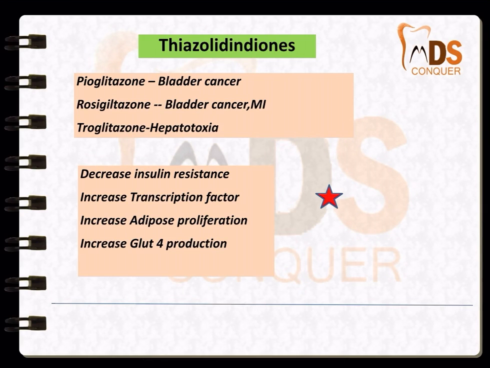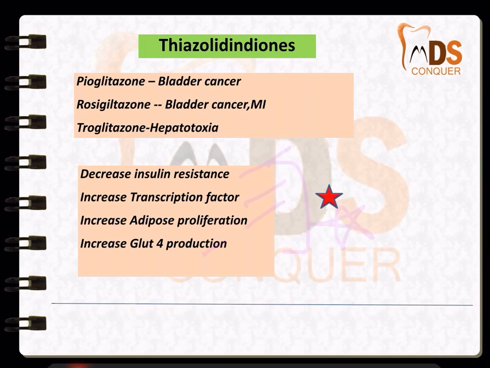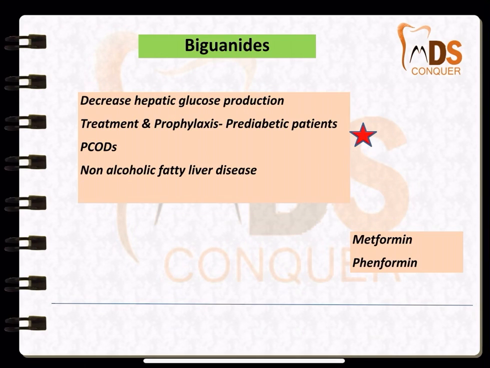Next, thiazolidinediones. These are the important points: they decrease insulin resistance, increase the transcription factor, increase adipose proliferation and increase GLUT4 production. The side effects are macular edema, sodium and water retention and bone fracture in females. Biguanides decrease hepatic glucose production, and can be used both for treatment as well as prophylaxis in pre-diabetic patients, PCOS and non-alcoholic fatty liver disease.